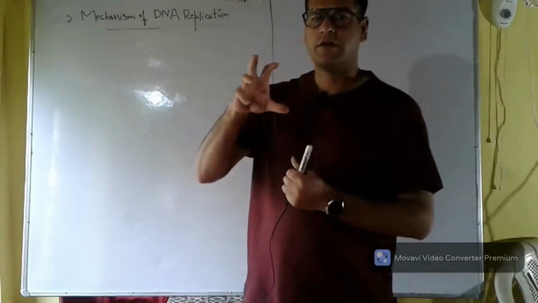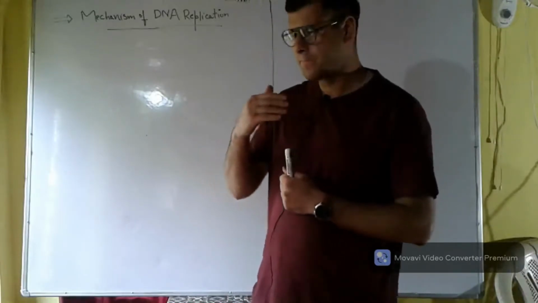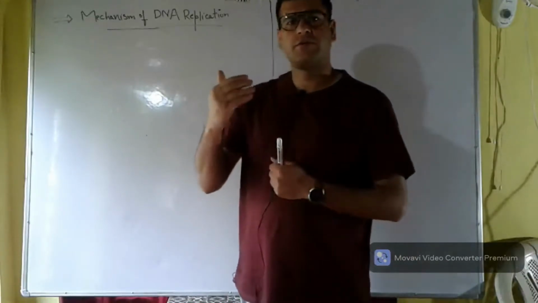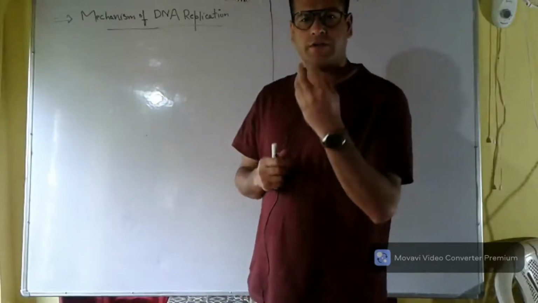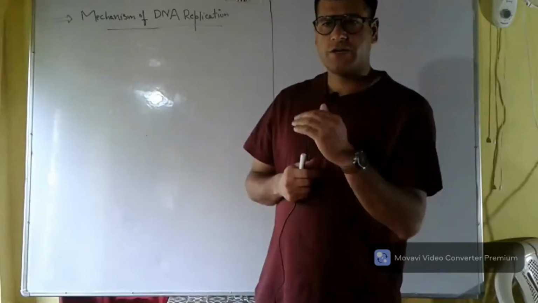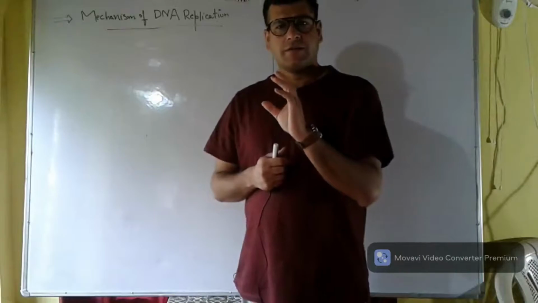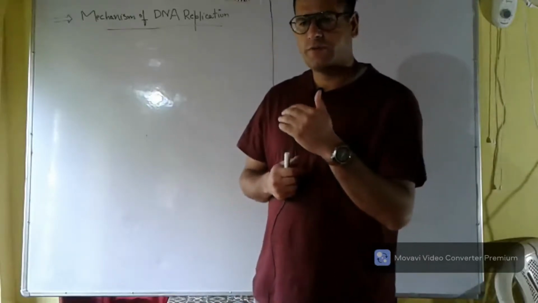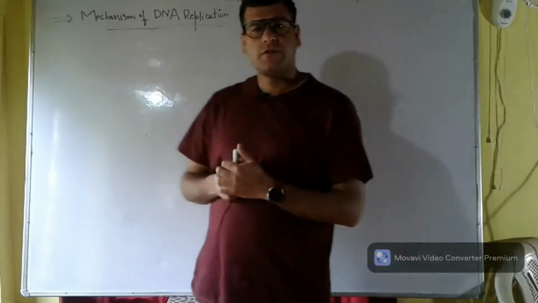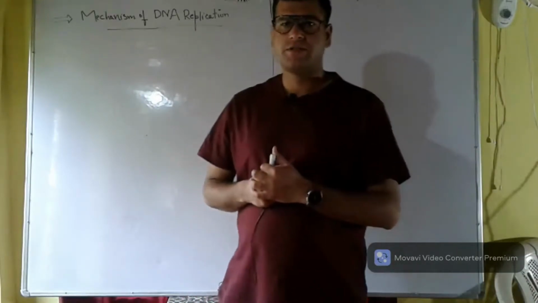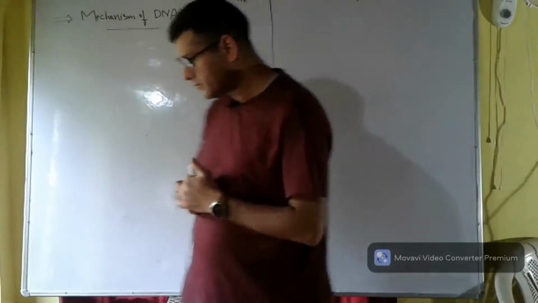And this DNA replication is semi-conservative. That means a DNA molecule has two strands. Out of the two strands, one strand serves as a template for the synthesis of a new strand. That means in the semi-conservative mode of DNA replication, DNA is half conserved.